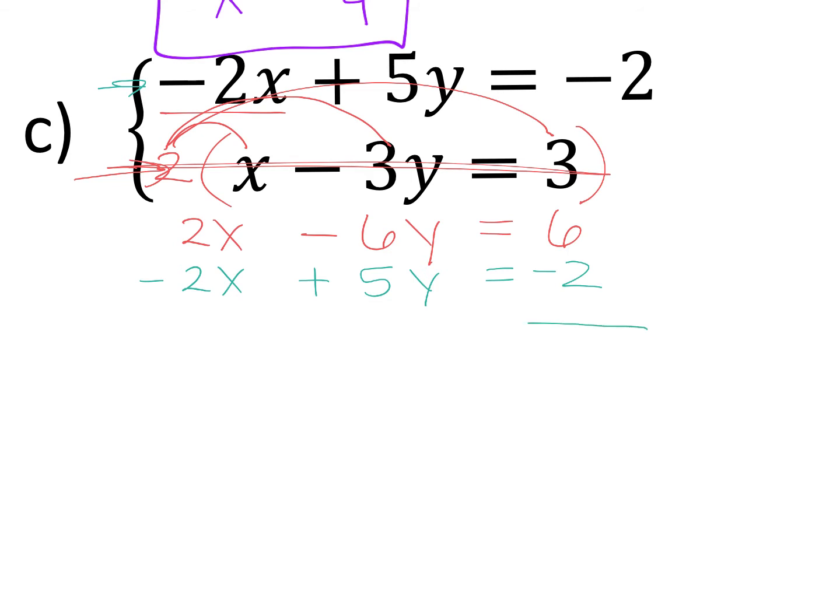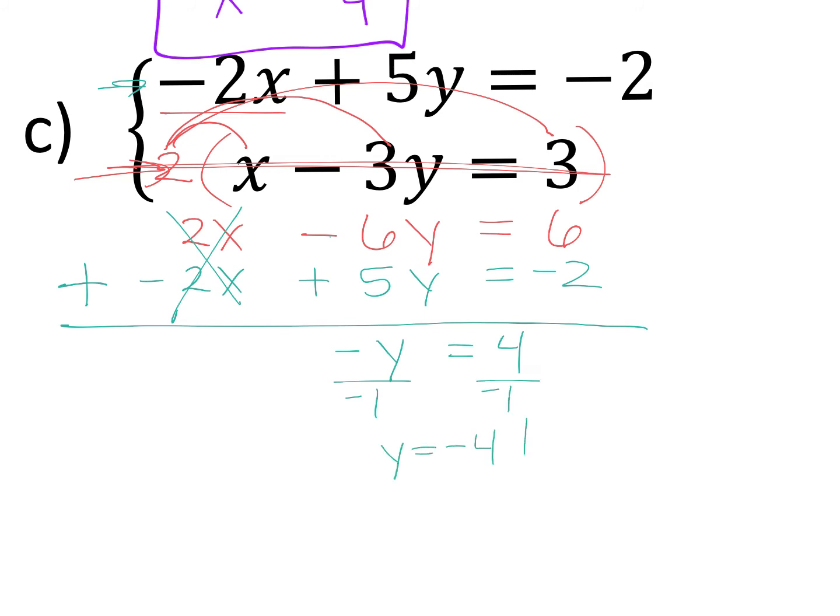Now we're going to eliminate. Add them together. This is 0. Negative 6y plus 5y is a negative 1y. 6 plus a negative 2 is 4. And then we're going to divide by negative 1 or multiply by negative 1. So you get y is negative 4.